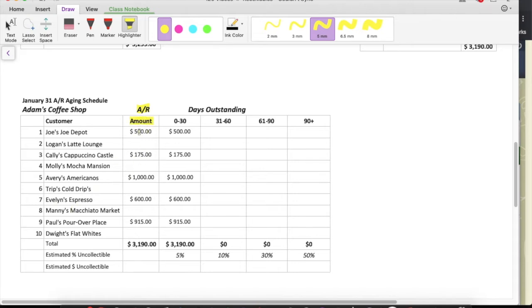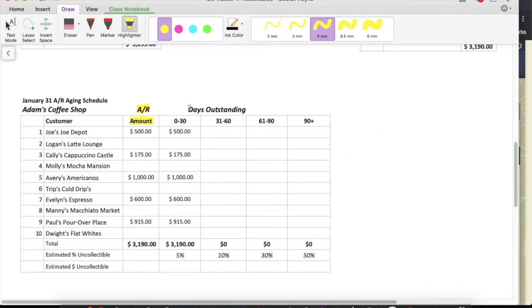And we see here that Joe's Joe Depot owes us $500. Callie's Cappuccino Castle, $175. Avery's Americanos, $1,000. Evelyn's Espresso, $600. And Paul's Pour Over Place, $915. So these are the amounts that our customers owe us. And what we want to know is, how long have they owed us this money? And so since this is the first month, these amounts have been outstanding.